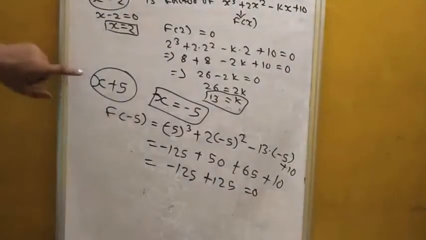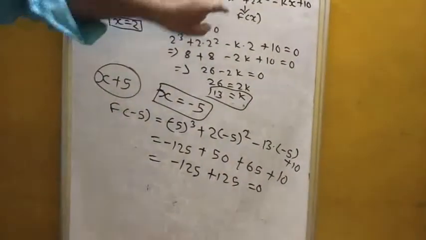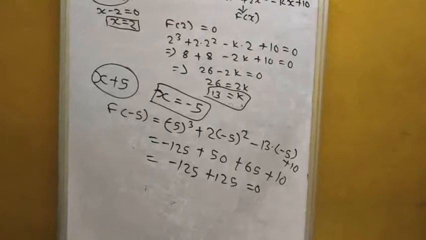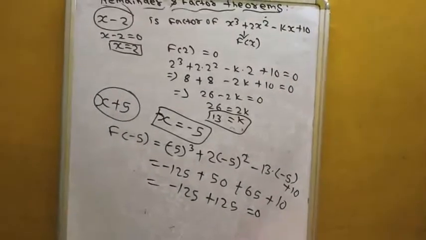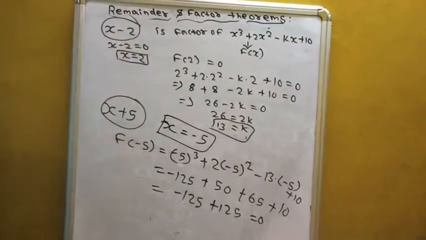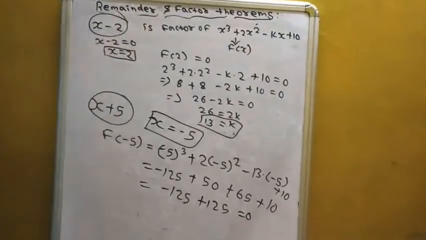Therefore we can say that x plus 5 is also a factor of x cube plus 2x square minus 13x plus 10. Clear? Yes or no?